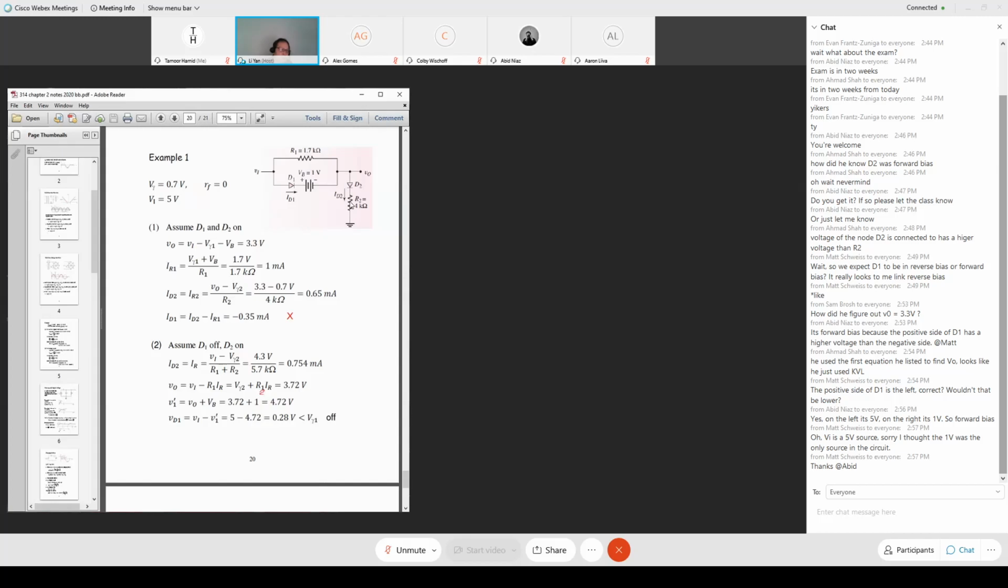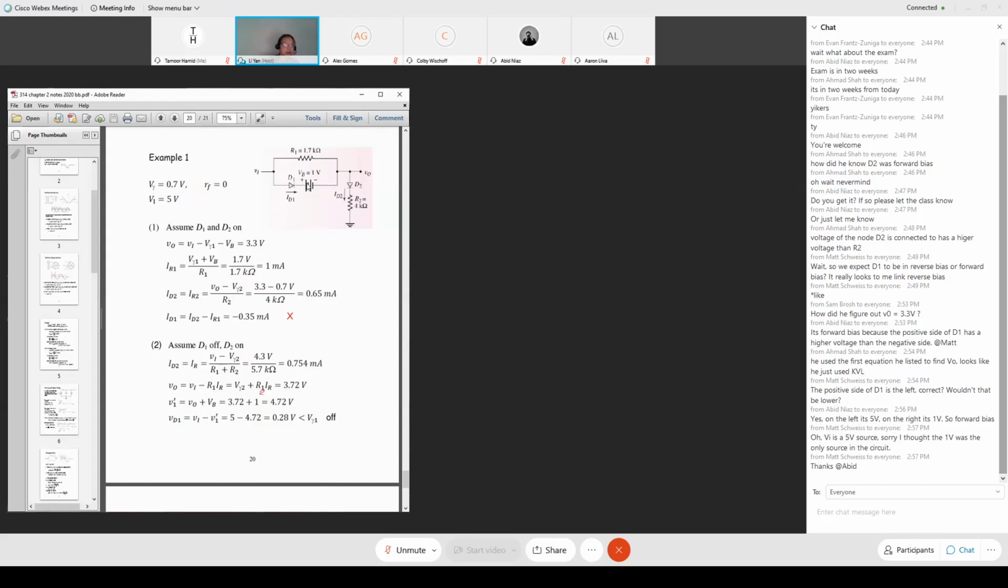So 4.72 volts is what? You have 3.72 volts here, rising further by 1 volt, so you have 4.72 volts here. So what's the voltage drop across the diode? That's VI, 5 volts, minus 4.72 volts. So that's VI minus V1 prime, and then it's 5 minus 4.72, and you get 0.28 volts.